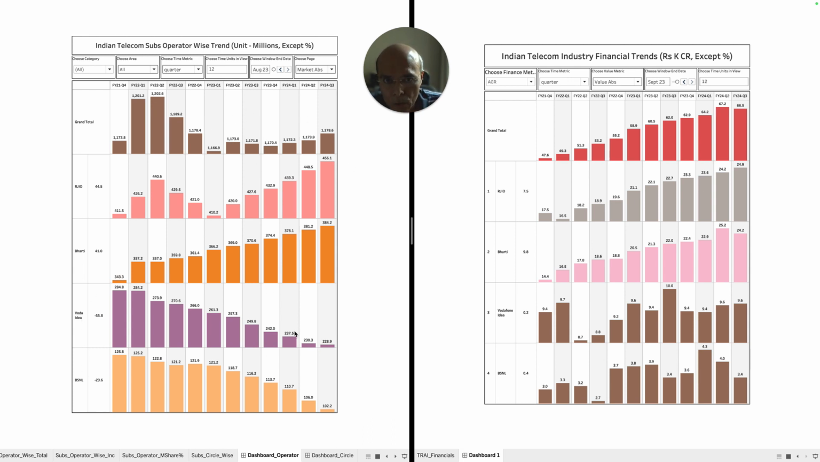Vodafone Idea, though it lost subscribers, its quarterly revenue contribution has not shown any decline. On the other hand, it has increased. Okay, so this is one.